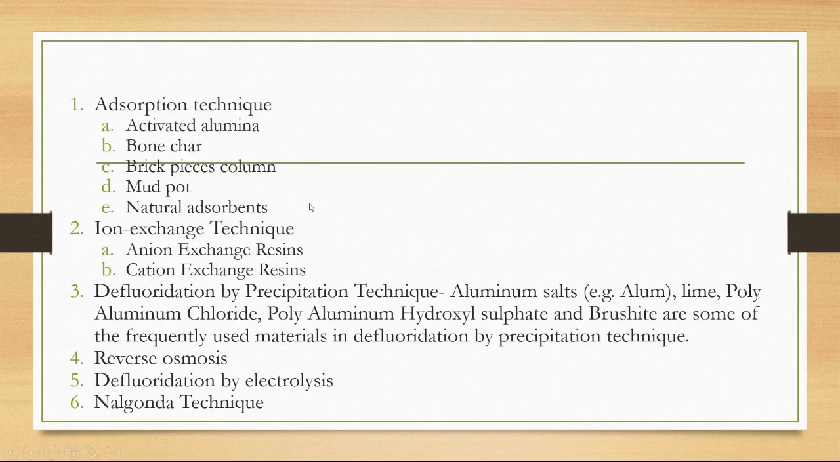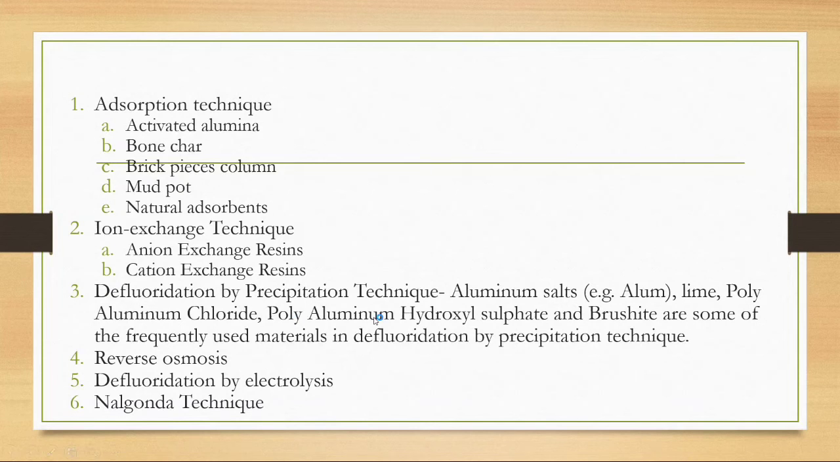Adsorption is by using activated material, that is, the fluoride gets adsorbed to the surface. Adsorption and absorption are different. Adsorption is on the surface, okay, absorption is within. So adsorption can be done using bone char, brick piece column, mud pot, natural adsorbent, activated alumina. Ion exchange, we can use anion and cation exchange, like carbion 1, carbion 2.